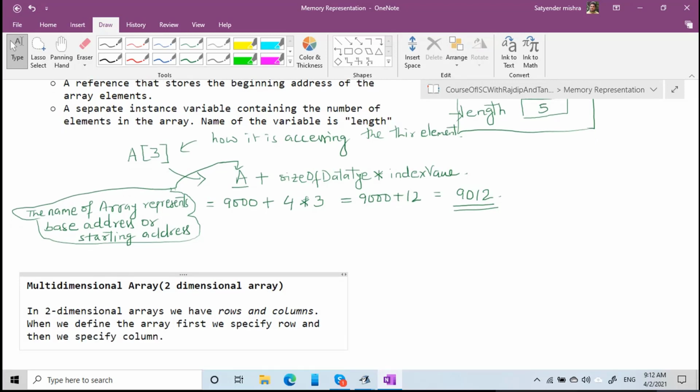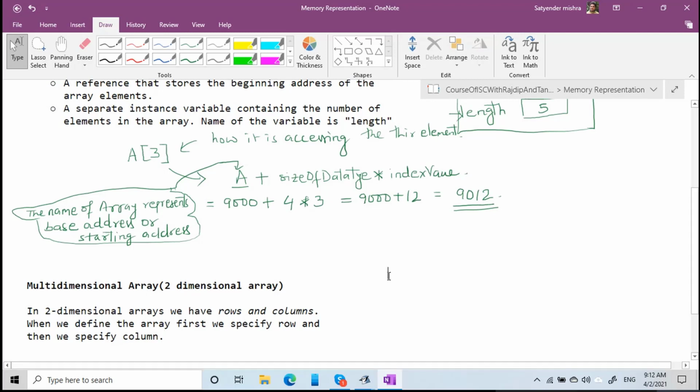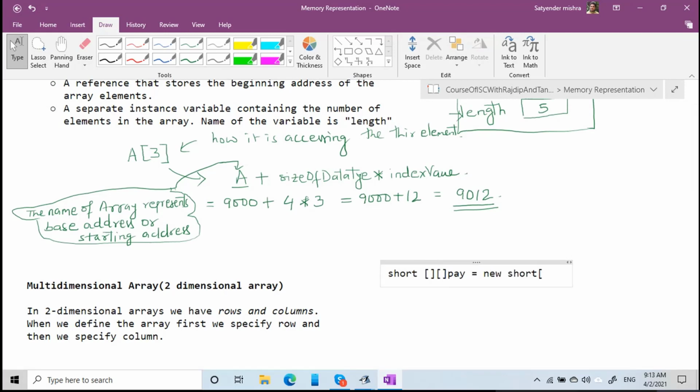Say for example, I'm declaring one array here. Say this array is of type short. After new, you have to write down the data type, and then in the square bracket, you have to write down the size of the array. So for example, I have written here 5 and 7. So it means this array size is 5 rows and 7 columns.